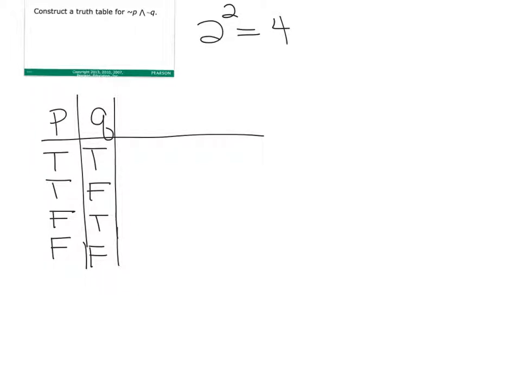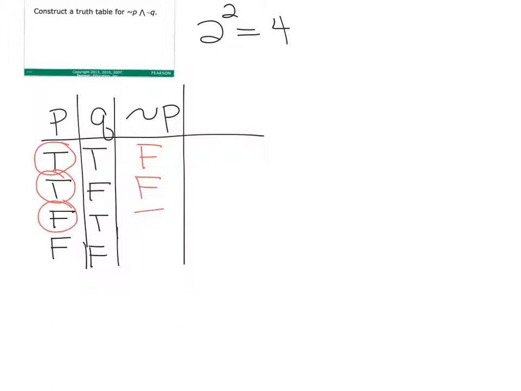Okay, now I need to calculate the negation of P. Okay, so that just tells me to go to my P column and do the exact opposite of what appears in my P column. So instead of true, true, false, false, I'm going to have false, false, true, true. I also need the negation of Q. So go to my Q column and do the exact opposite. So instead of true, false, true, false, I'm going to have false, true, false, true.